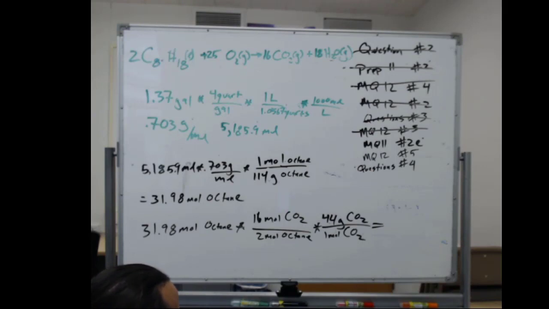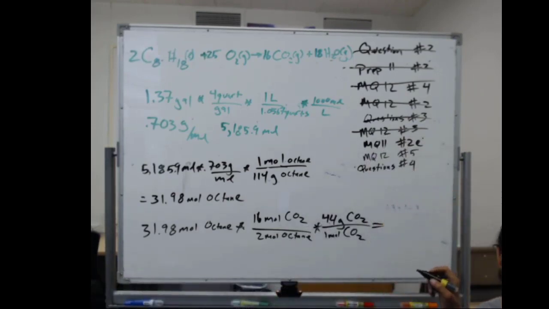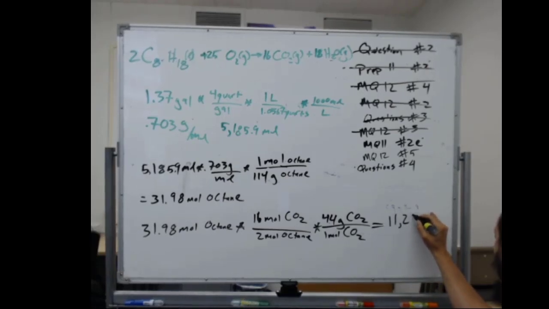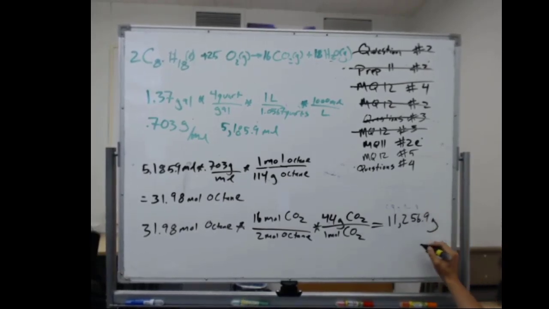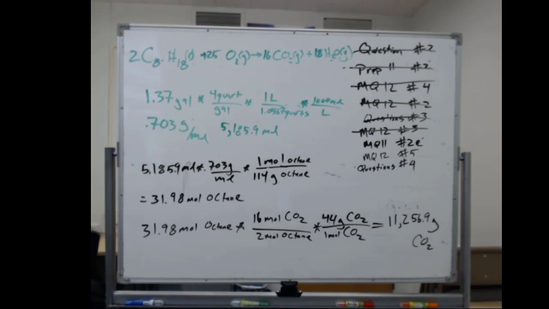31.98 times 16 divided by 2 times 44. Okay. That makes 11,256.9 grams of CO2. Just burning 1 gallon of gasoline, you make 11 kilograms of CO2. Is that right? That seems like a lot. I think that's right. Now I'm kind of curious.